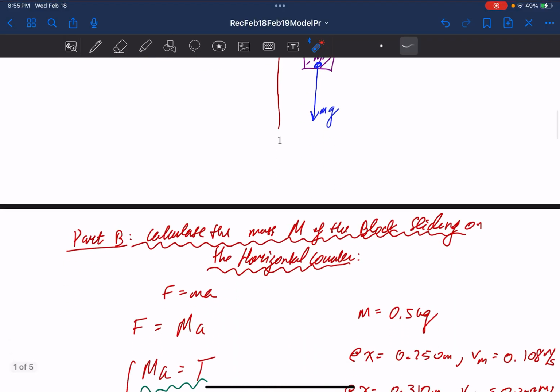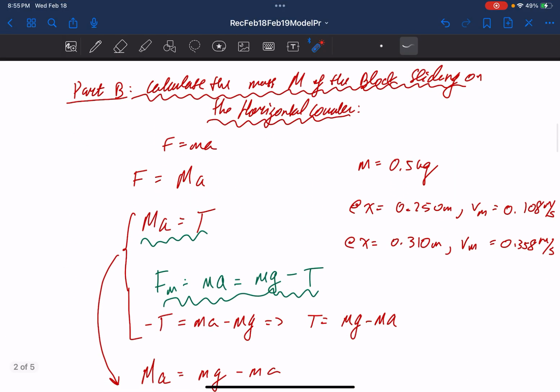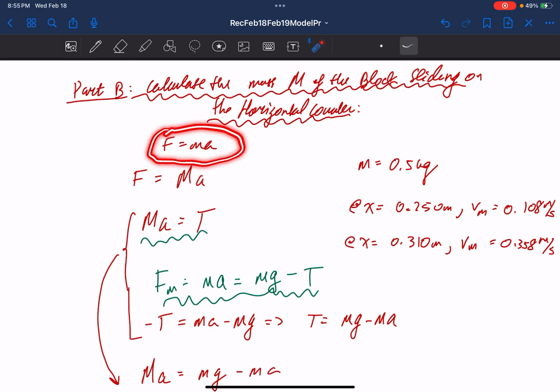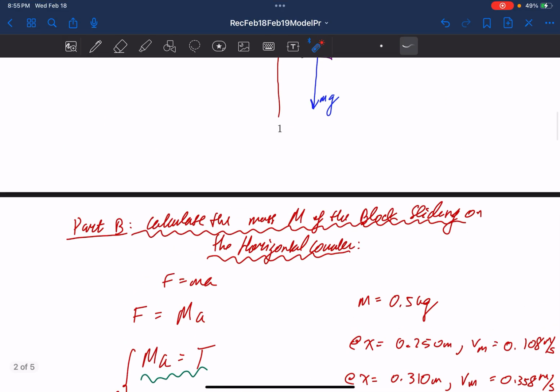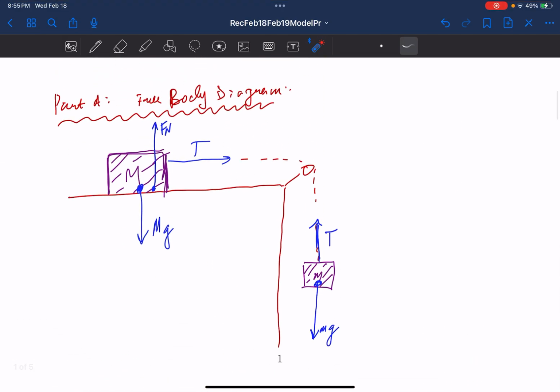And now we proceed to part B, where we calculate mass big M of the block sliding on the horizontal counter. Now, we're going to start with a simple law, Newton's law, which is force is equal to mass times acceleration. And we're going to apply that to our system here. So in order to find the net force that's acting on block big M that's causing it to go left and right, we have to sum all the forces that are causing it to go left and right.